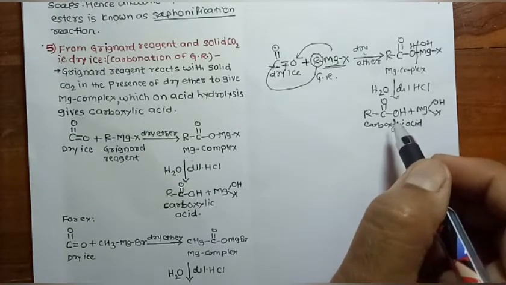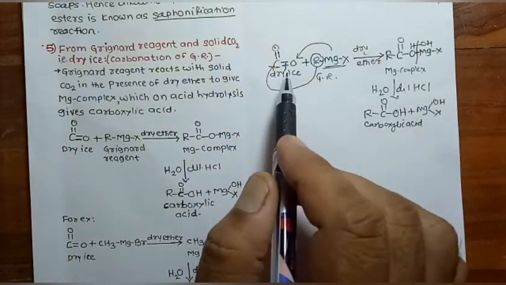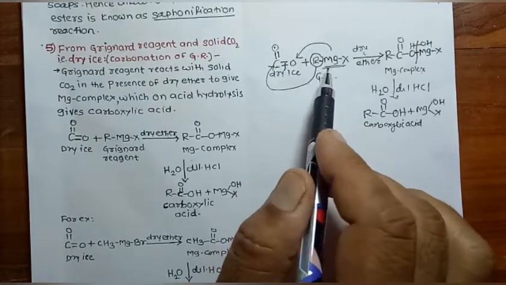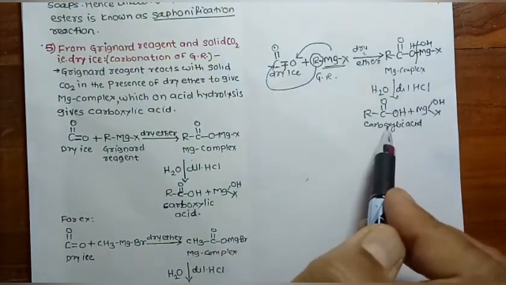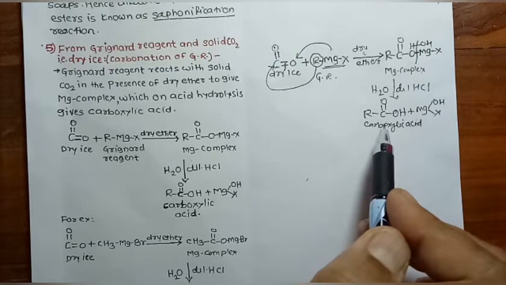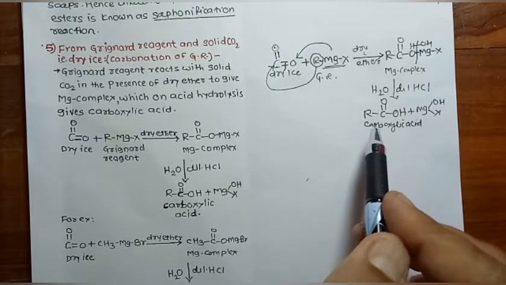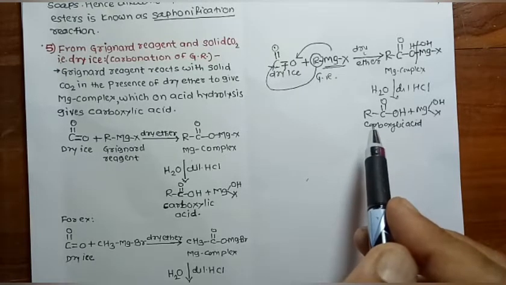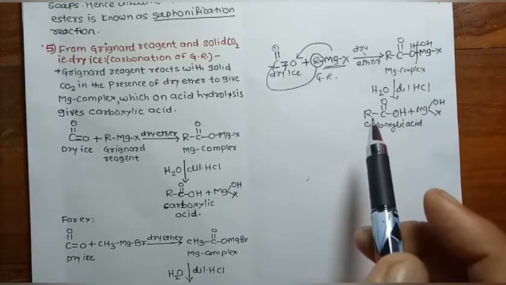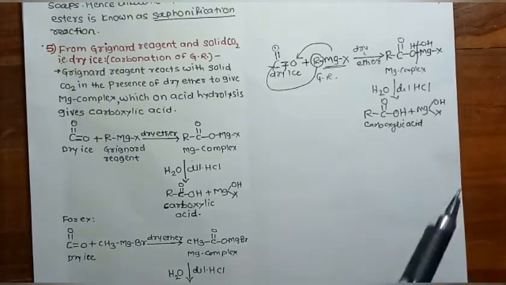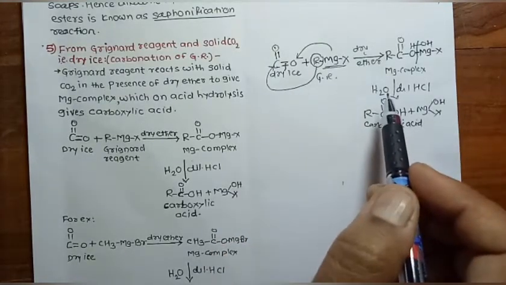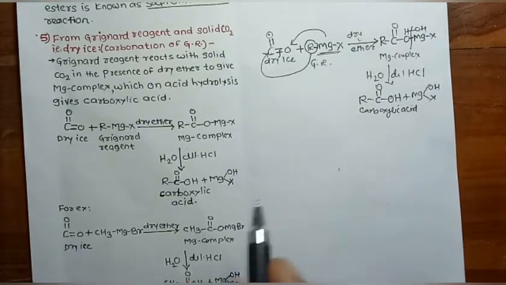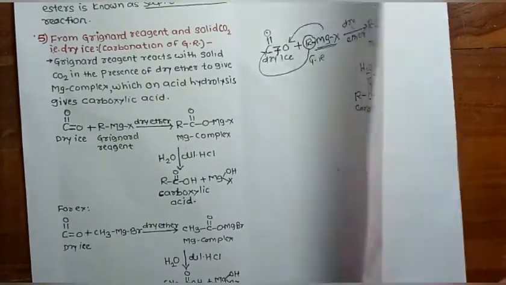In this way, we can convert dry ice by using Grignard reagent into carboxylic acids. The drawback of this method is that by using this method we cannot prepare formic acid, which contains only one carbon atom. We cannot prepare that formic acid. Now, I have taken here 2-3 examples.